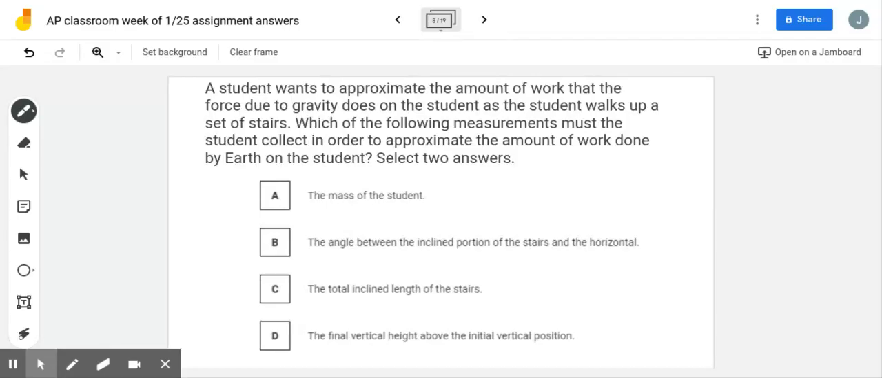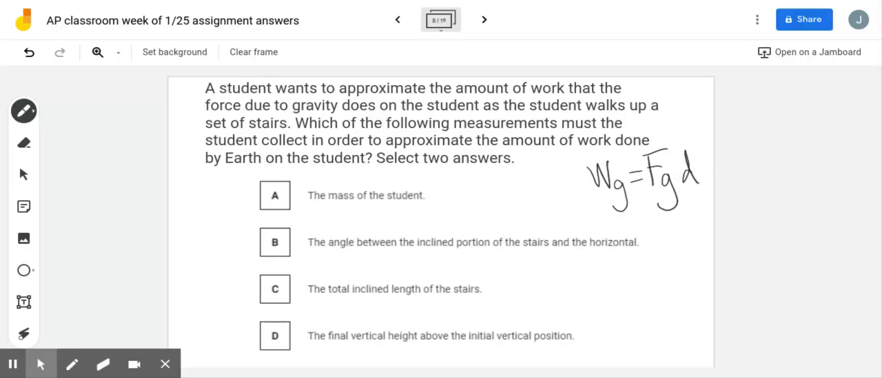Okay, the student wants to approximate the amount of work that the force due to gravity does on the student as the student walks up a set of stairs. Which of the following measurements must the student collect in order to approximate the amount of work done by the earth on the student? Select 2 answers. So work done by gravity is going to equal the force of gravity times displacement.